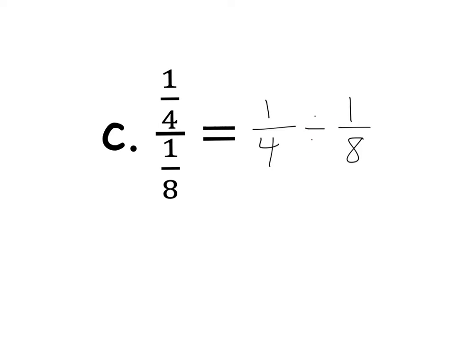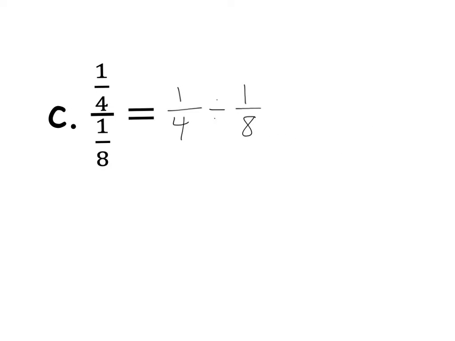So we could say that this whole thing is the same thing as 1/4 times, and let's just flip whatever we're dividing by. So now it's 8 over 1. Do we see anything that reduces out? Well, we have an 8 and a 4. Obviously, we could take a 4 out of both of those. We'd be left with a 2 and a 1.